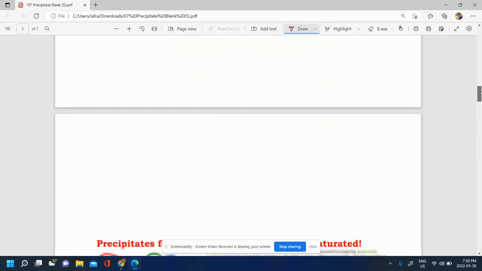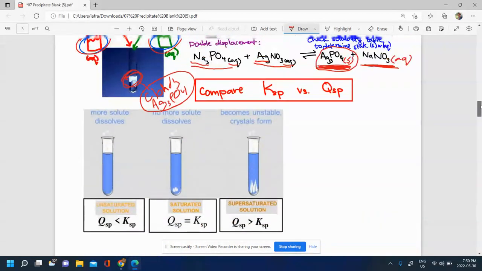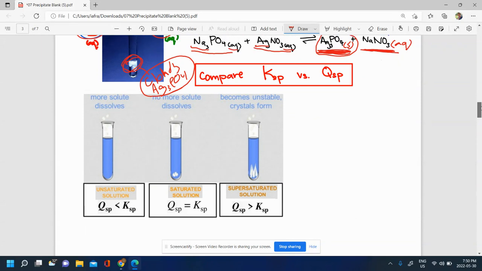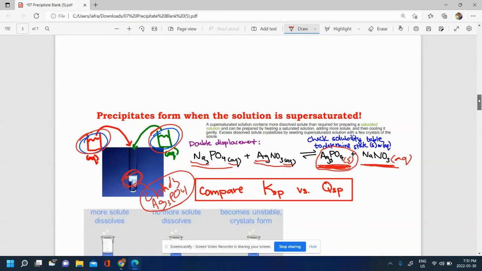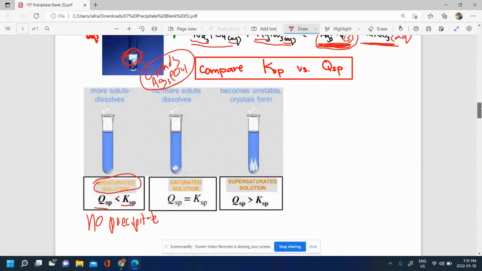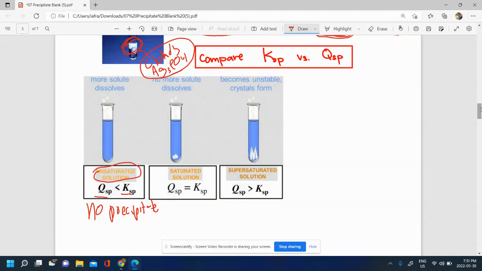So we're going to take a look at what the different results of QSP versus KSP can indicate. If you do your QSP calculation and you get that it's lower than the KSP, so QSP is smaller than KSP, that indicates you have an unsaturated solution and there's no precipitate. That's because your solution is not yet full and you can still fill it with more solute. You can put more in there and dissolve some more. So if QSP is less than KSP, your solution is not yet saturated. You can still fit more into it and you won't have a precipitate.